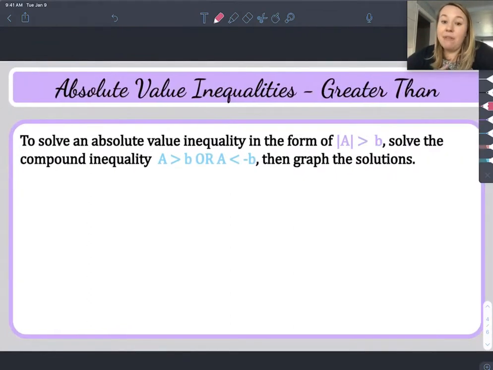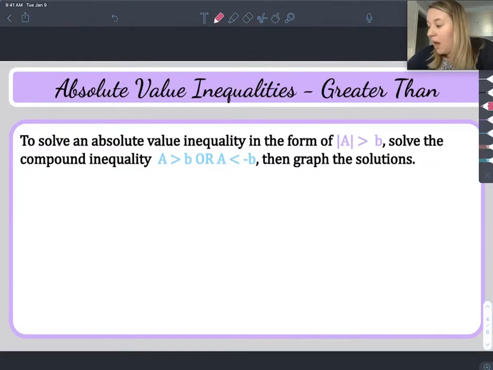The next type of inequality we're going to look at is greater than. So this one's a little bit different. To solve an absolute value inequality in the form of absolute value of A is greater than B, we have to solve the compound inequality A greater than B or A less than negative B, and then graph the solutions.